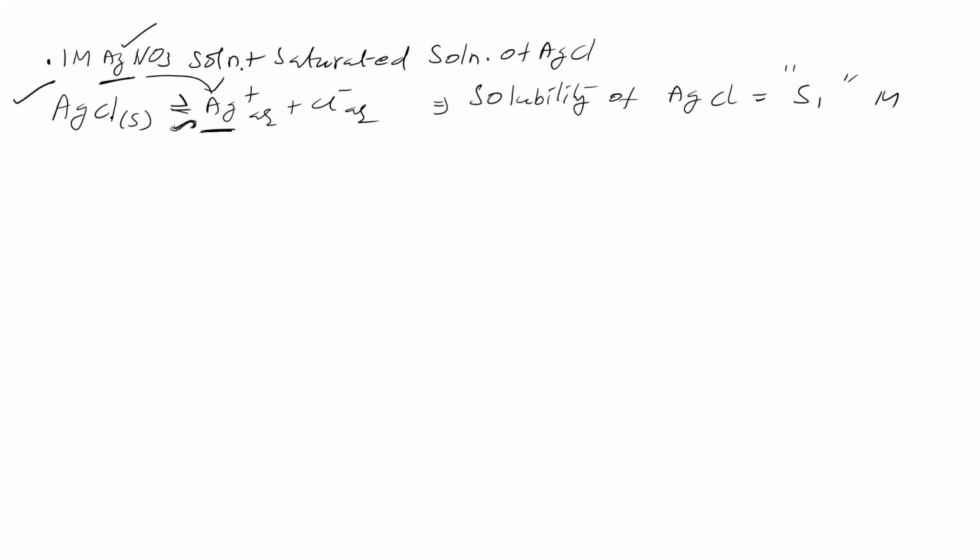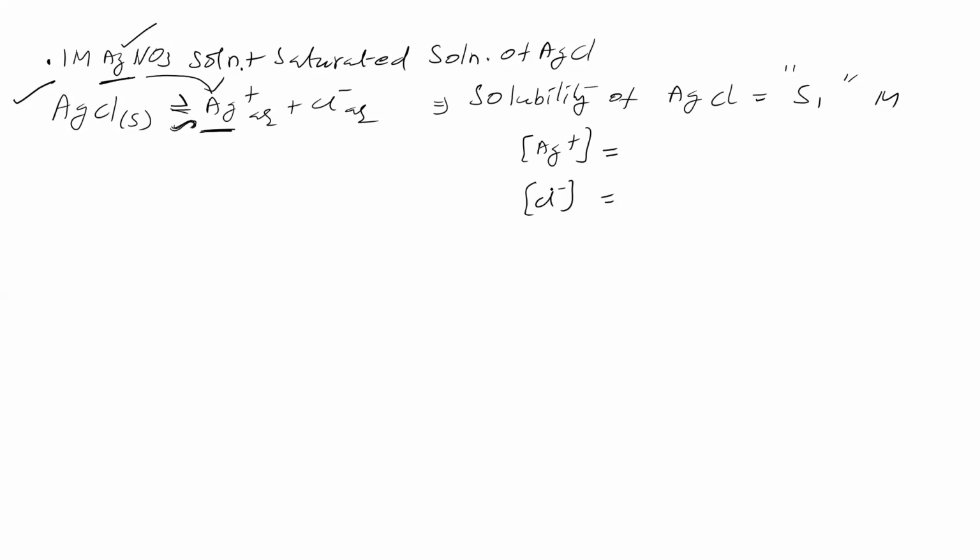It will be less when compared to pure water. Therefore, we will take S1 molar. So the solubility of AgCl is S1 molar. Concentration of Ag plus in the resultant solution is how much? And concentration of Cl minus in the resultant solution is how much?